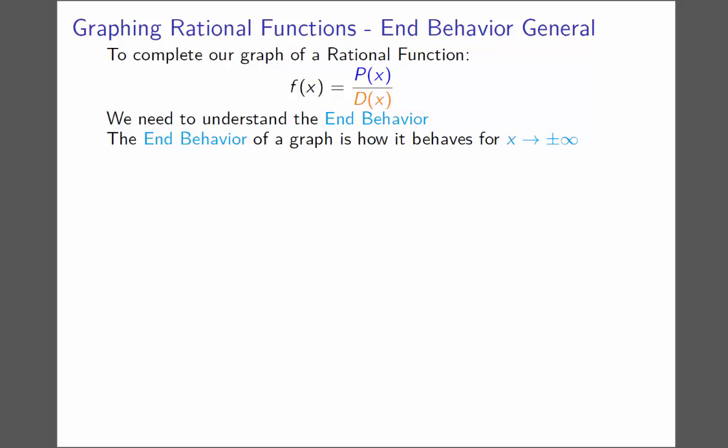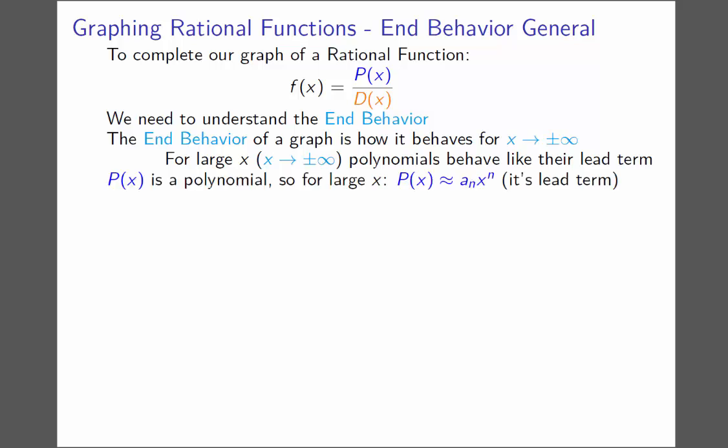So far, we have looked at the end behavior for polynomials. And recall, for large values of x going off to positive or negative infinity, polynomials behave like their lead term. Our numerator p of x is a polynomial, so for large values of x, p of x just looks like its lead term, say a_n x to some power n. And d of x is a polynomial as well, so for large x, d of x behaves like its lead term, say b_m x to the m, its degree.